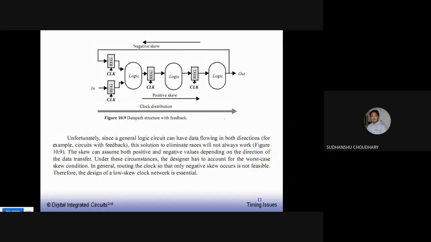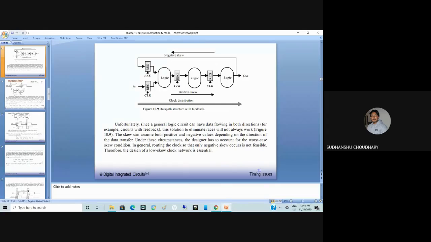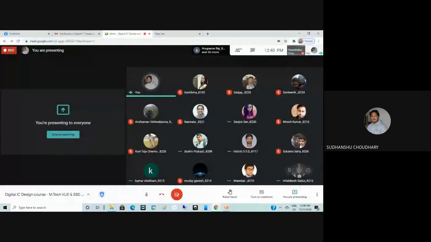Now, in an actual scenario, somebody who is designing a digital circuit... Maybe let us stop here itself. We'll talk about this later. If you have any questions, you can put your queries.